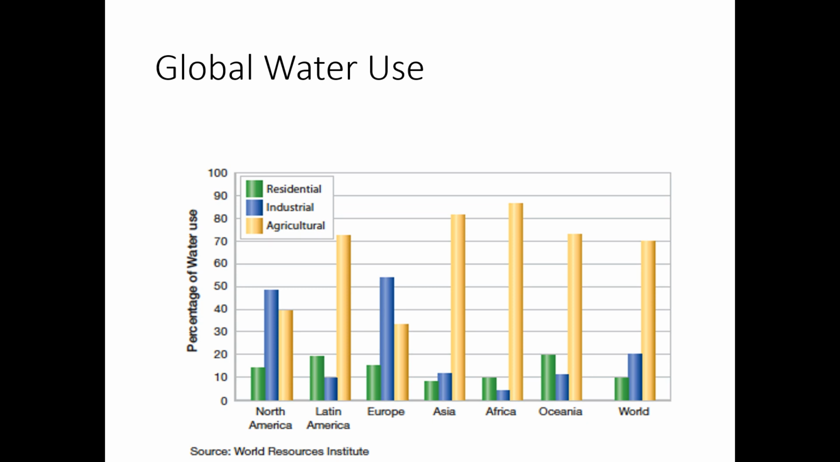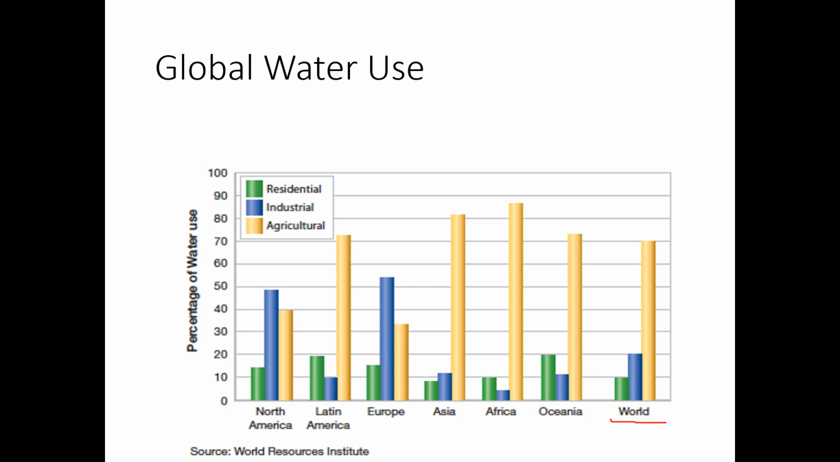This is going to be a map of how we use all the water in the world right now. I'll direct your attention to the far right where the world average is, where yellow is agriculture, blue is industry, and green is residential. Most of the water in the world is going to be used for agriculture, about 70% in the world. And then the next highest is use in industry.